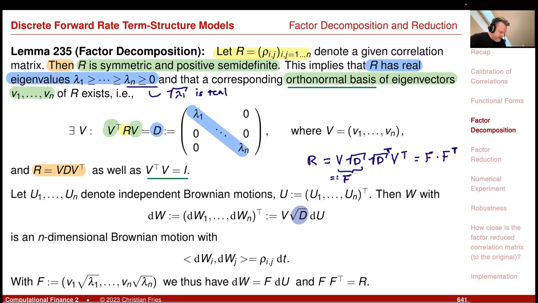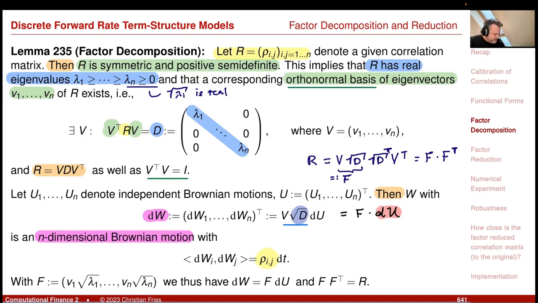So my claim is now that with this matrix F, if I define dW as F times dU, where F is the matrix V, every column an eigenvector, multiplied with the square root of D, the matrix with the square root of the eigenvalues on the diagonal, then dW is an n-dimensional Brownian motion with the given correlation structure. So dWi dWj is rho ij dt.